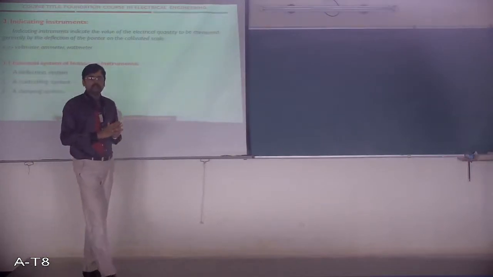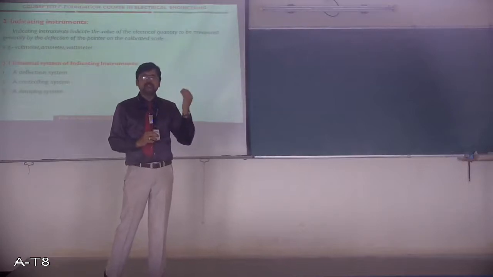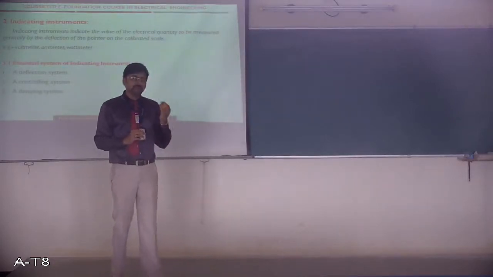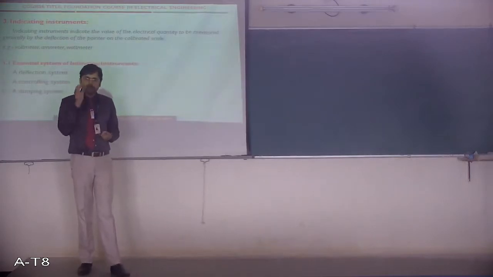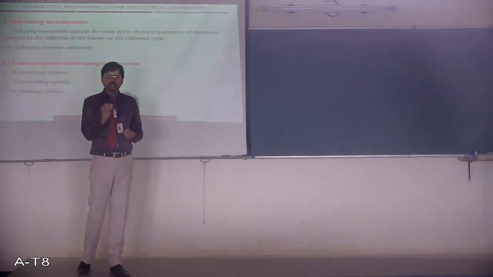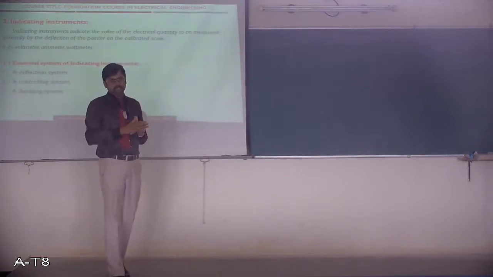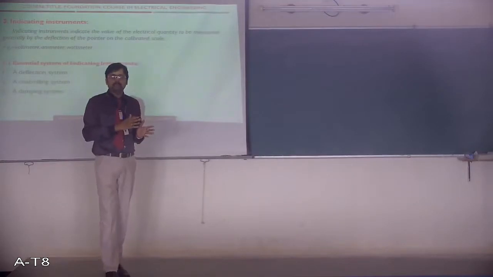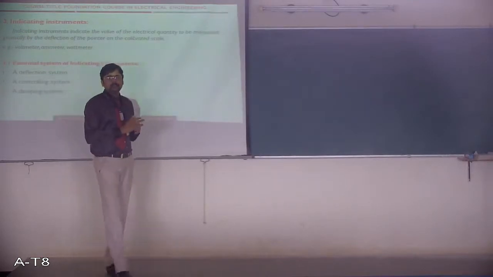Next, you have something called a controlling system. What is the controlling system? The controlling system is one which produces the controlling torque or controlling force. What do you mean by controlling force? It is a force or torque which is equal in magnitude to the deflecting torque but opposite in direction. Okay, it is equal in magnitude and opposite to the deflecting torque.